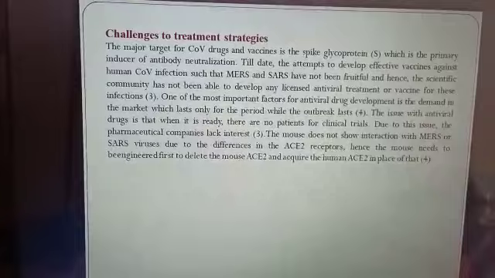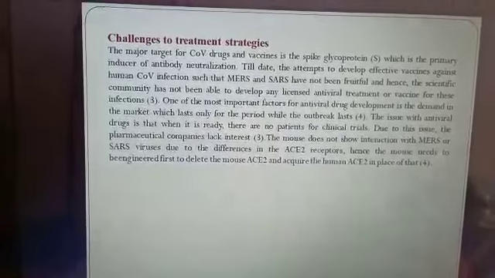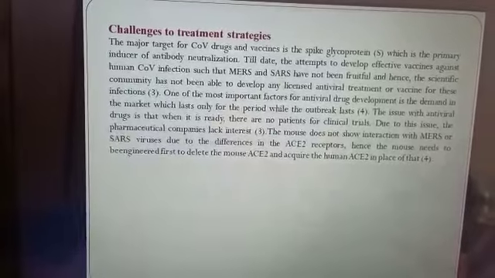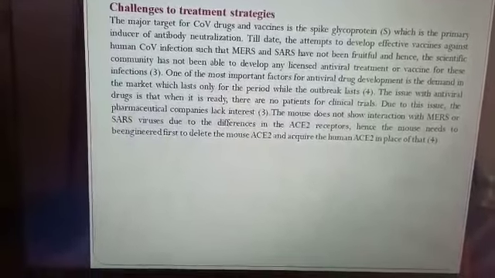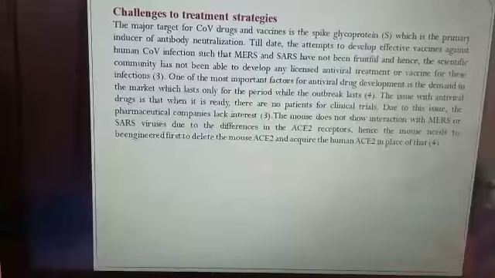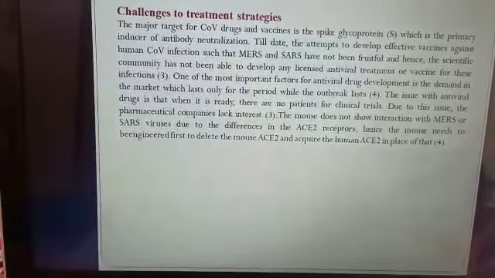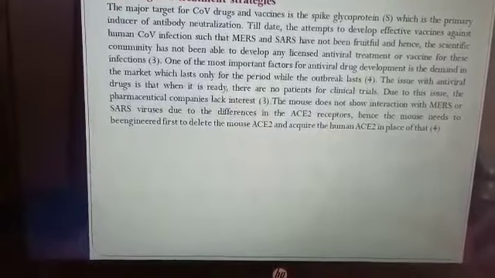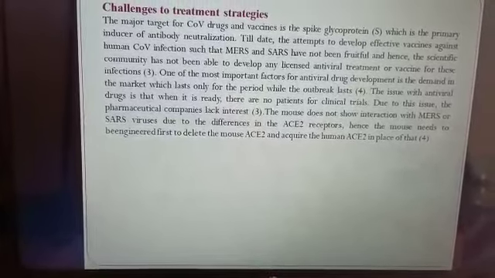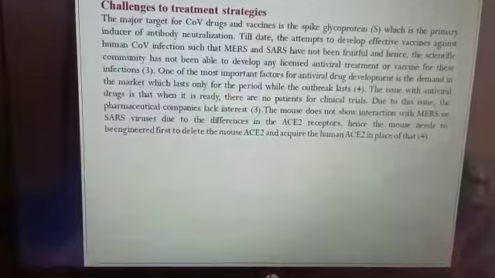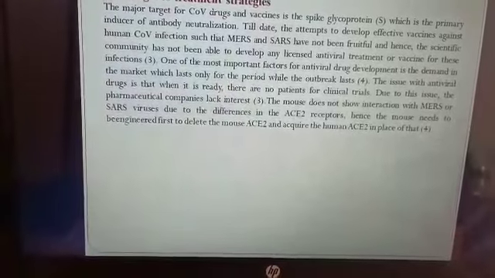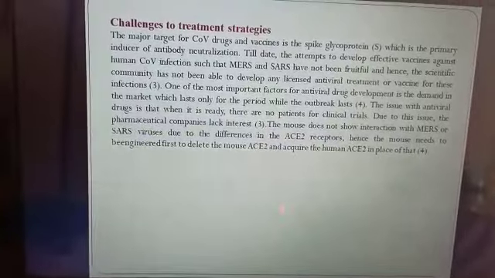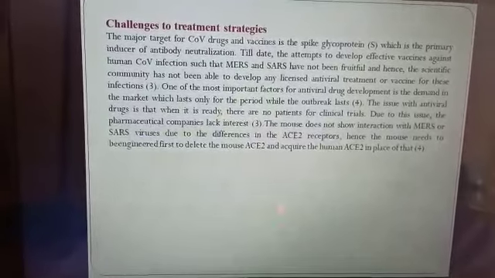The issue with antiviral drugs is that when one is ready, there are no patients for clinical trials. Due to these issues, the pharmaceutical companies lack interest. The mouse does not show interaction with MERS or SARS virus due to the differences in the ACE2 receptors. Hence, the mouse needs to be engineered first to delete the mouse ACE2 and acquire the human ACE2 in place of that, so that we can do clinical trials on mice.